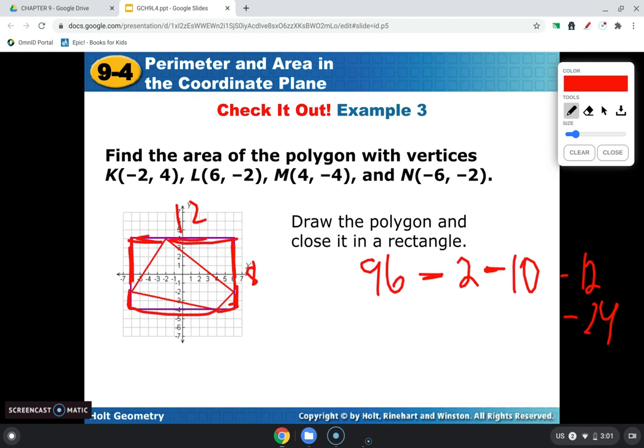So 94, 84, 72, and 48. So 48 units squared would be your area. All right. So those are the ways you can find area in the coordinate plane.